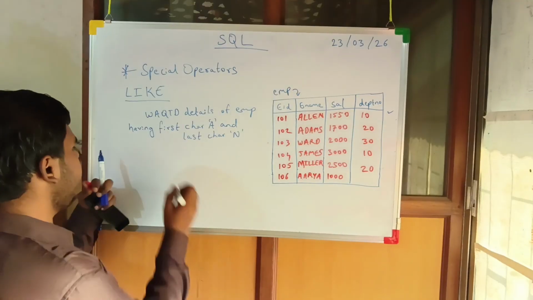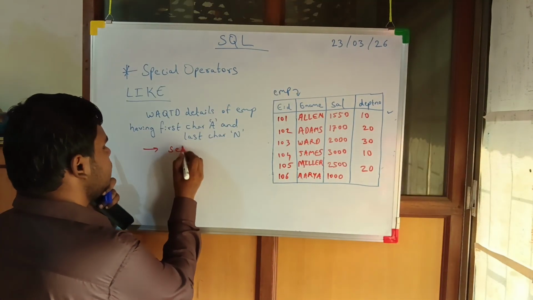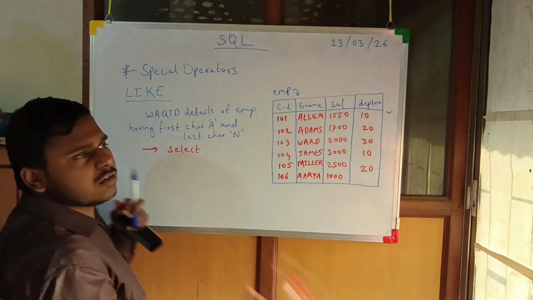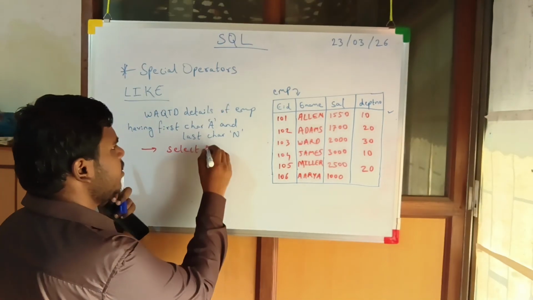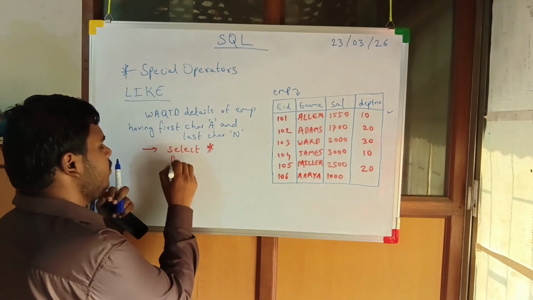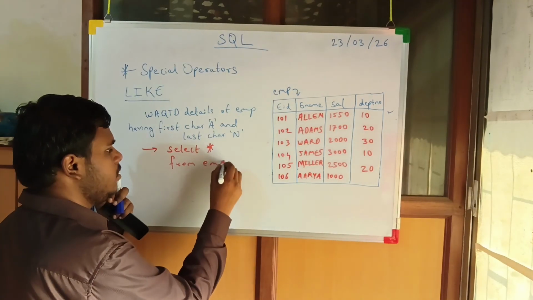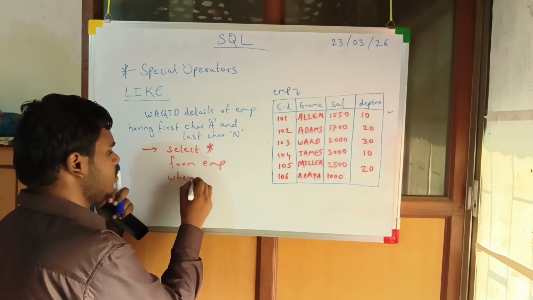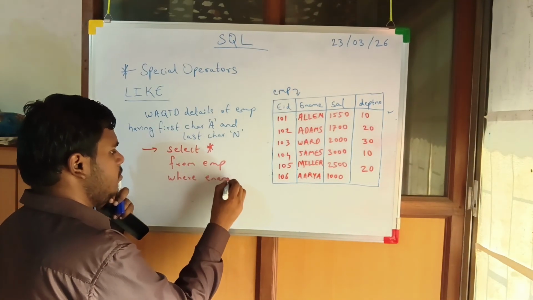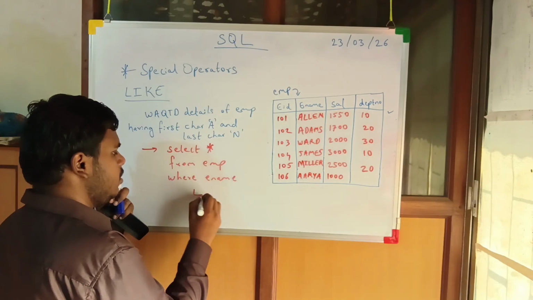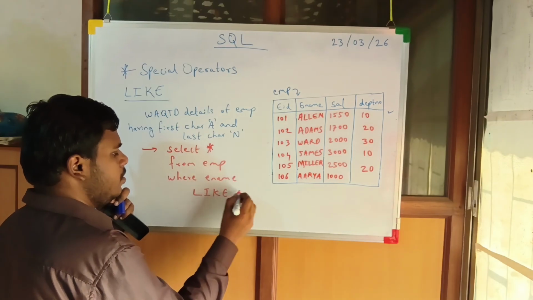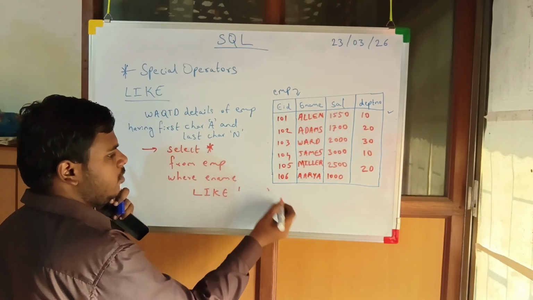So first of all, we will write the query. Select what I want to display: entire details, all columns. So I will write asterisk. From which table? EMP table. Where ename like the pattern to match. Which pattern I want, in the single quotes.